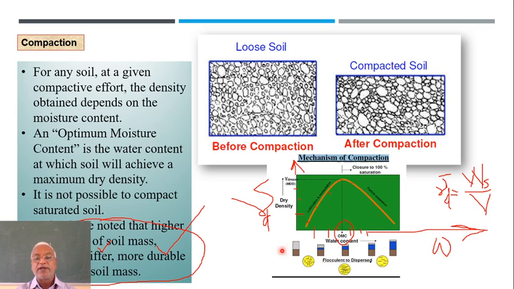This is a beautiful diagram. One can understand. In the beginning, as you add the water, volume decreases, but beyond a particular limit, if you go on adding the water, that water itself will be getting added to the volume. Because of that, the dry density decreases.